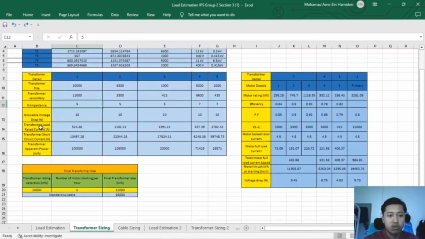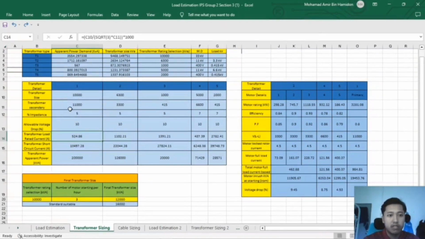The function of the table is to know the transformer rated current and transformer short circuit current to be used in the cable sizing. To calculate the transformer load current, we take the transformer size, divide by square root 3, multiply by the secondary value, and multiply by 1,000, and we get the transformer load current. The same goes for transformers 2, 3, 4, and 5.